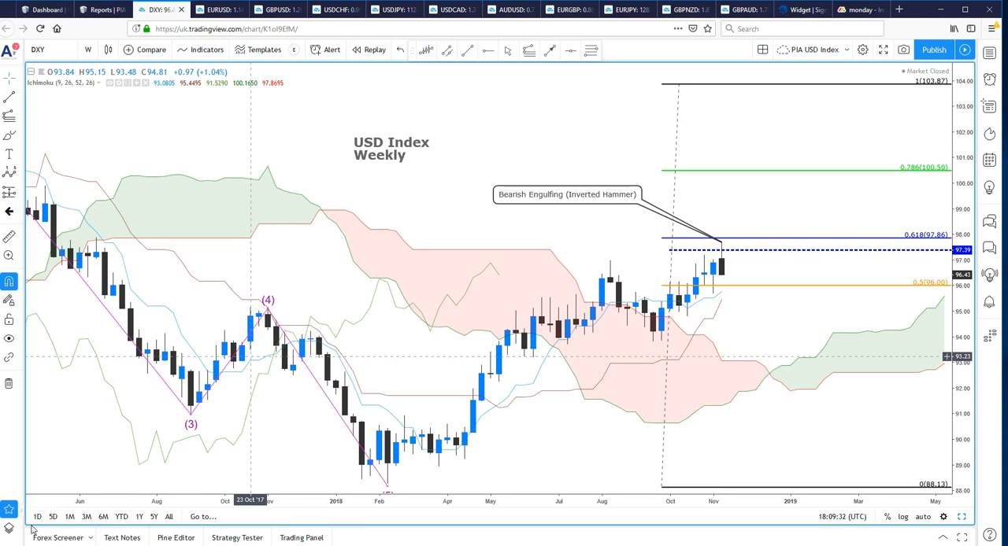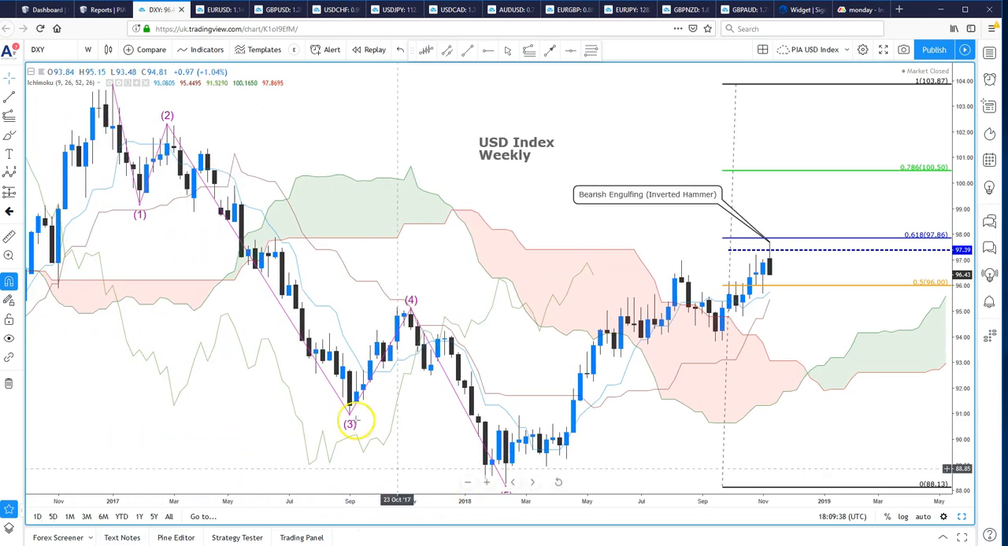So we're starting off with the dollar index. We mentioned in last week's report that we had a Fibonacci confluence area. We've basically seen a 5-wave move to the downside on this larger time frame, and then a 5-wave move to the upside. We believe we've now completed this bullish run.